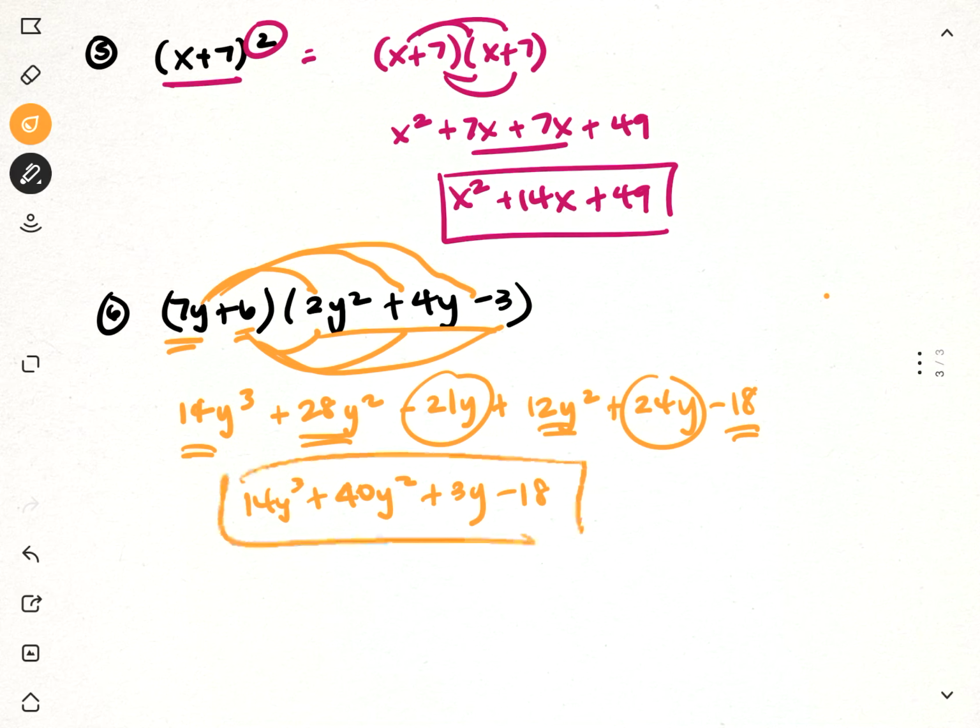All right, so a little bit more work because we have more multiplications, and we've got to be very careful because we have our 2 sets of like terms that we've got to add and subtract, but pretty much the same idea.